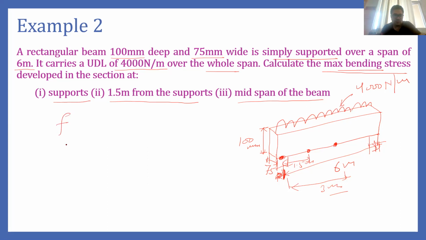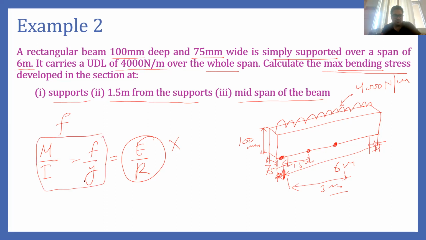So how do we find out this F value? So again, writing the bending equation, which is M by I, F by Y, E by R. So here, I think this term will not be used because in the question, E and R both are missing. So we will not be using this term. So we will simply use these two terms to calculate the value of F.